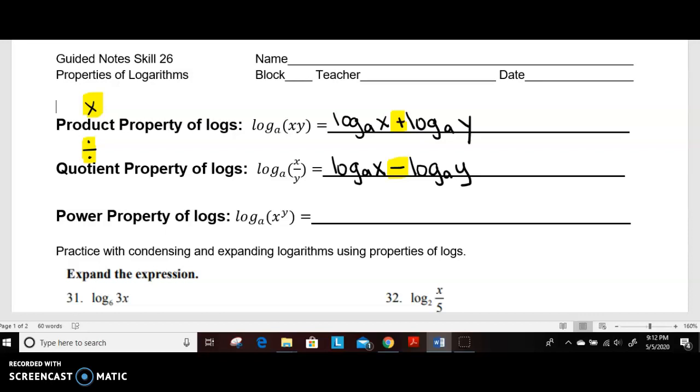So then I have a power property. Anytime that I have a power, in this case a power of y, to rewrite that, it walks across the log and goes out in front. So this is y times log base a of x. So that power walks across the log. We're going to use these three properties to expand and condense logs.